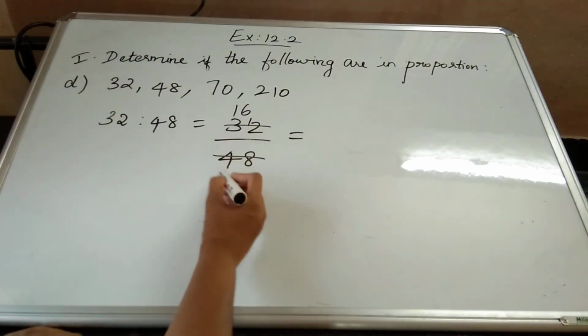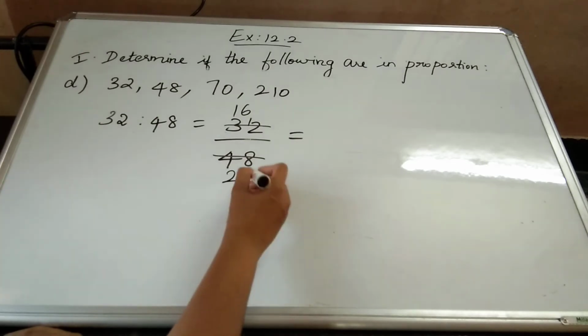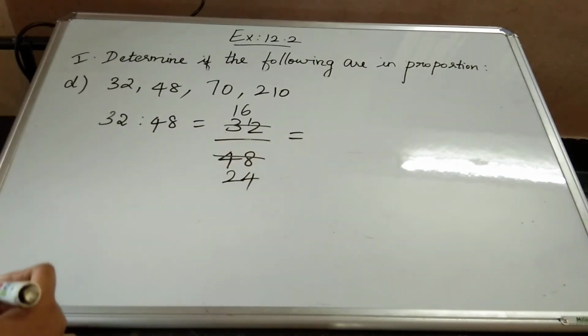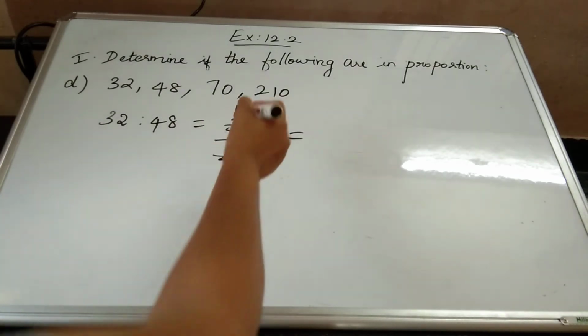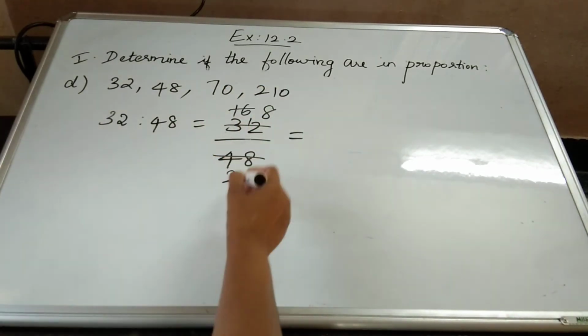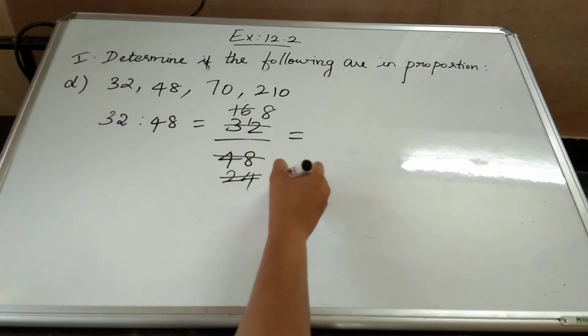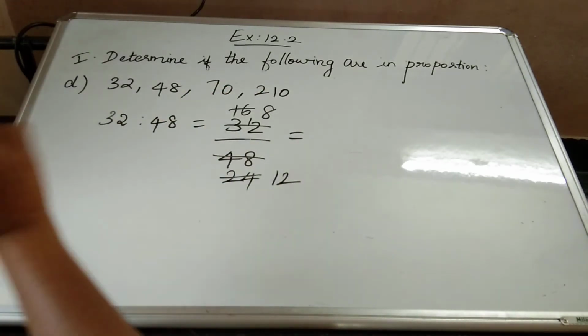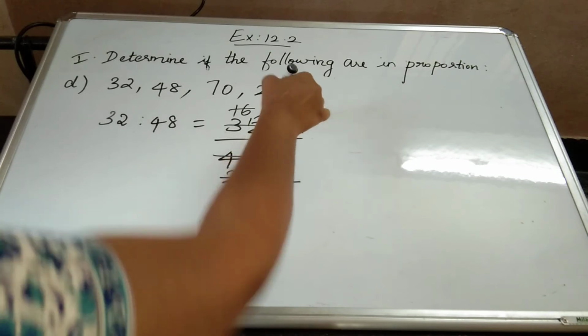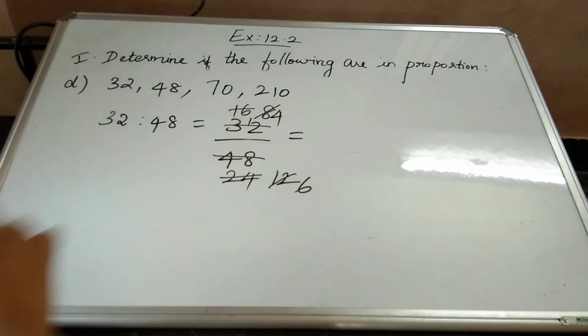Clear? Now 48. Again 2 2s are 4 and 2 4s are 8. Okay, now you have 16 and 24. Again 2 table. 2 8s are 16. Okay, 24. 2 1s are 2, 2 2s are 4. Now you have 8 and 12. Again 2 table. 2 4s are 8, 2 6s are 12.